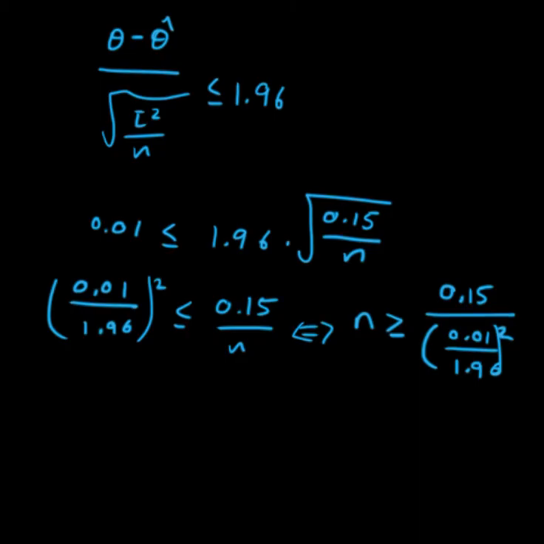5,762.4. So we know n is greater than or equal to 5,762.4. And we can't do 0.4 of a simulation, so we'll just say that n is equal to 5,763. And that's it, that's the answer, that's the minimum number of simulations required.